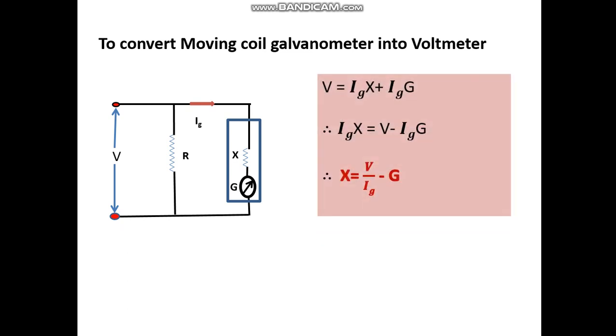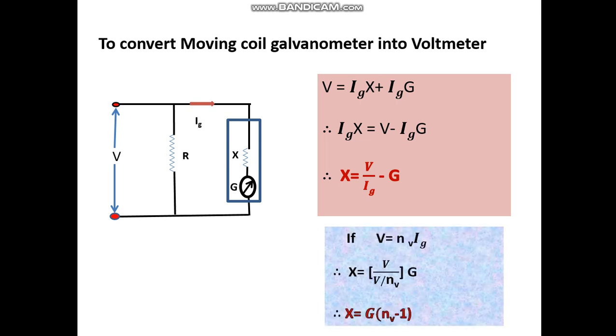The total voltage V is equal to the potential difference across X, that is Ig X, plus the potential difference across the galvanometer, which is Ig G. Therefore, Ig X is equal to V minus Ig G, so X = V/Ig - G. Now, if V is equal to N into Vg, where Vg = Ig G, then X is given by G into (N - 1).